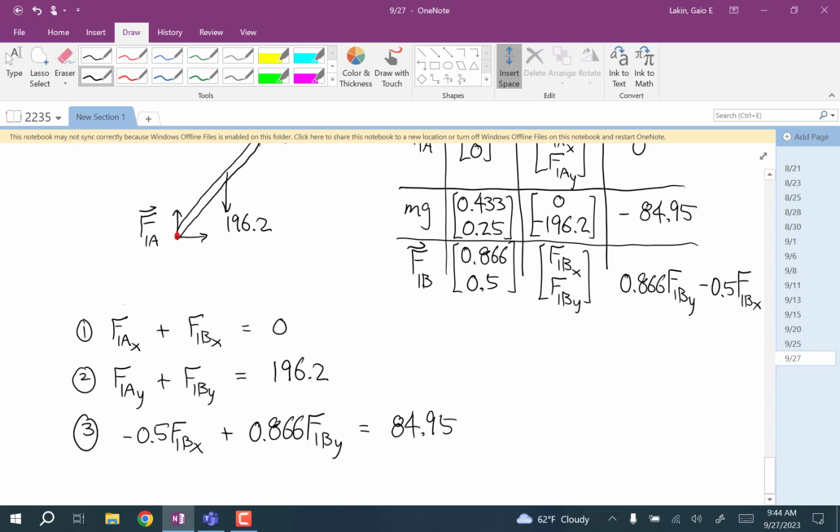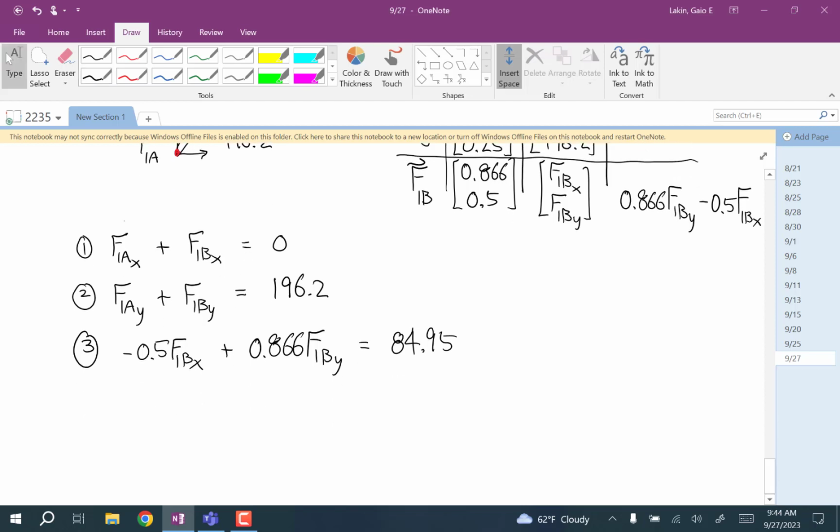Okay, maybe we're done. Let's add up the variables and add up the equations. We have 3 equations because it's a 2D problem. And we have, 1, 2, 3, 4 variables. So 3 equations, four variables. So we can't solve this yet.